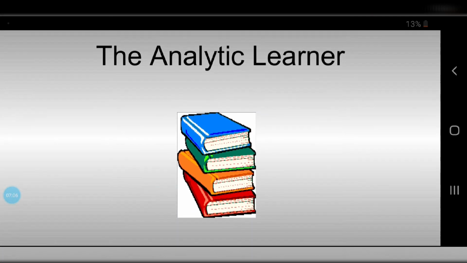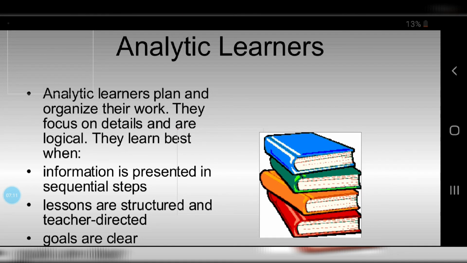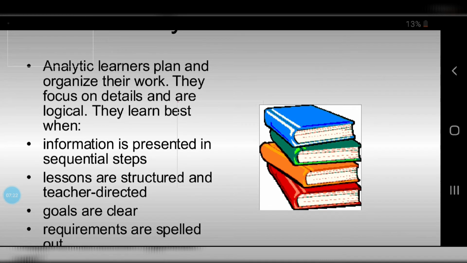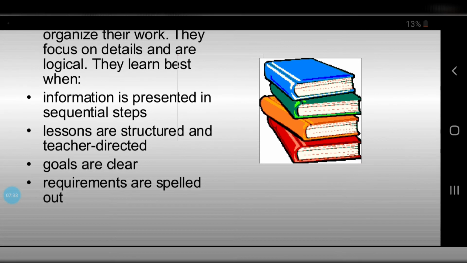Now we go to the analytic learner. What are analytic learners? Analytic learners plan and organize their work. They focus on details and are logical. They learn best when information is presented in sequential steps, lessons are structured and direct from teachers, goals are clear, and requirements are spelled out.